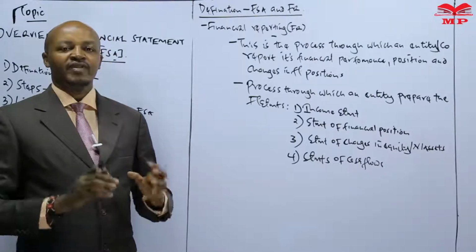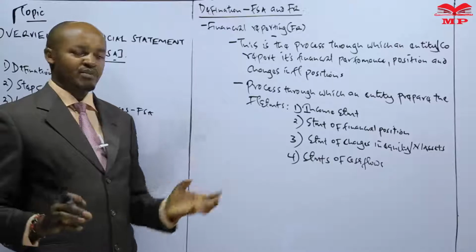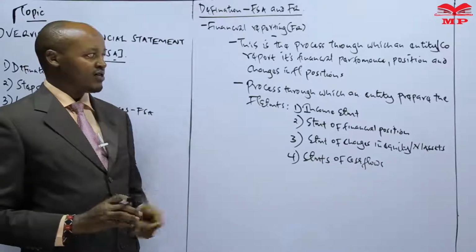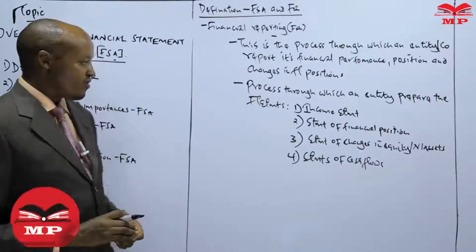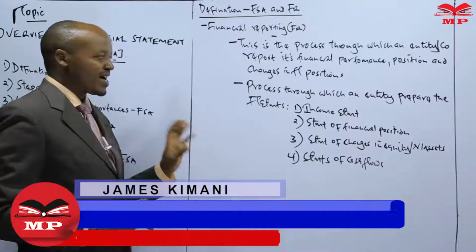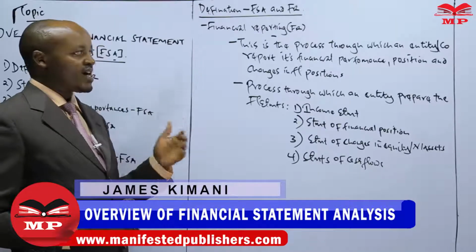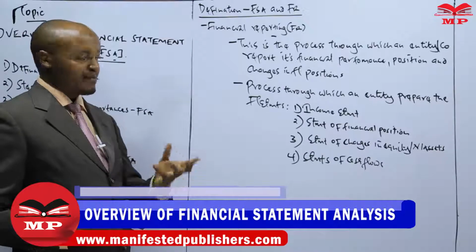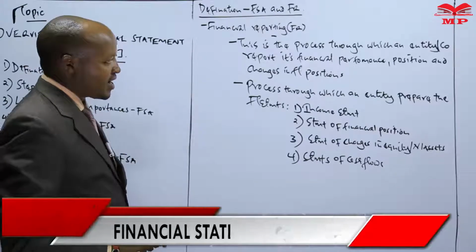Two, its financial position, or basically the assets it owns and the liabilities the business has at the end of the year, and the changes in the financial position of the business. So that has to be done by any business entity at the end of the year, according to the provisions of the Companies Act, and also according to IFRS, IAS number one.